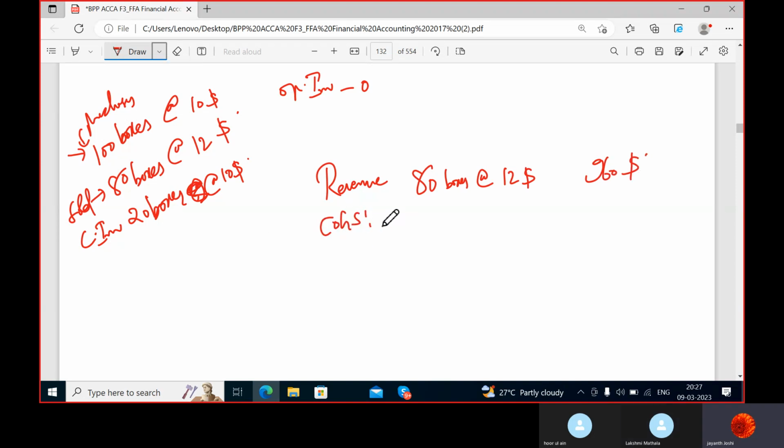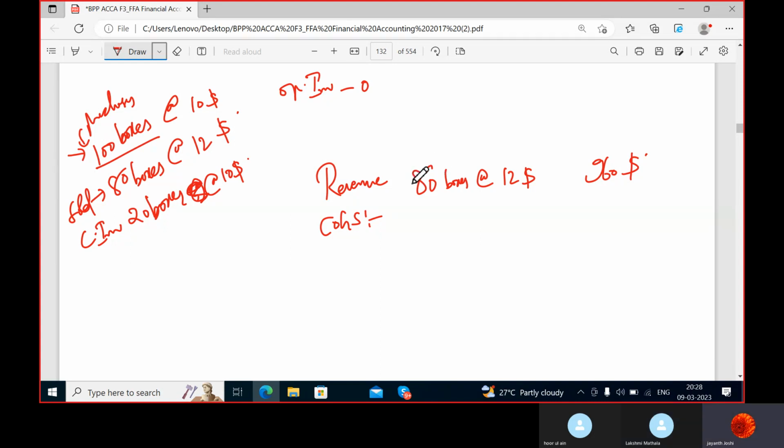So COGS, for how many boxes do I have to take it? Please tell me, 80 or 100? COGS, I have to calculate for 80 boxes or 100 boxes. Please tell me. I'm asking a question. 80. 80 boxes. Why 80 boxes? But I bought 100, na?